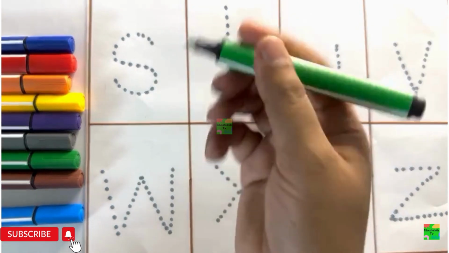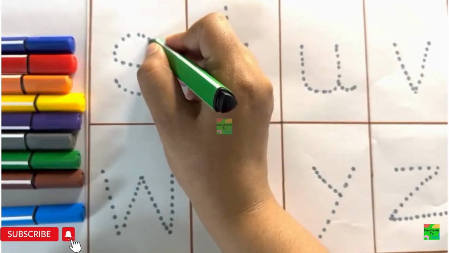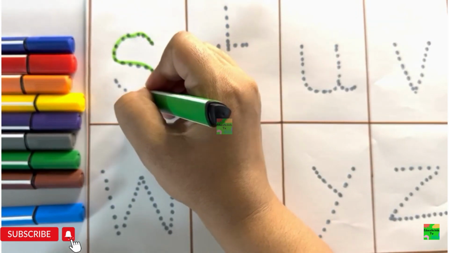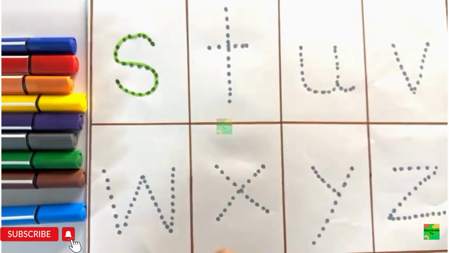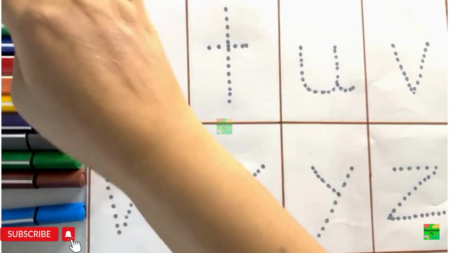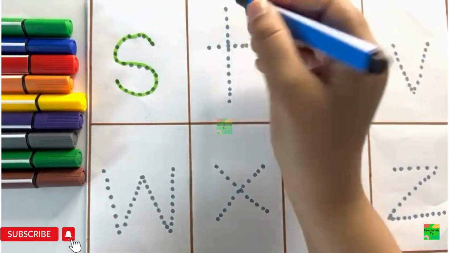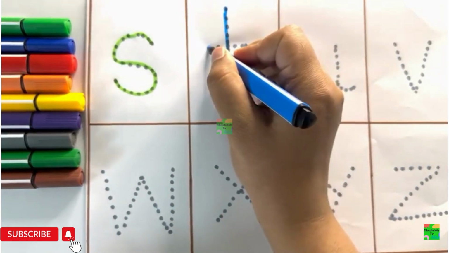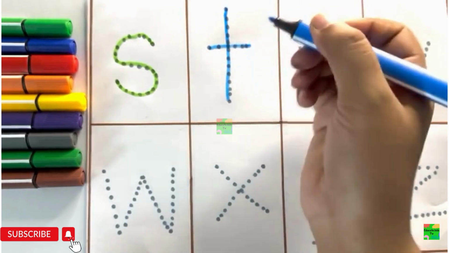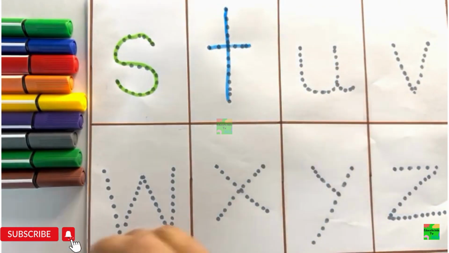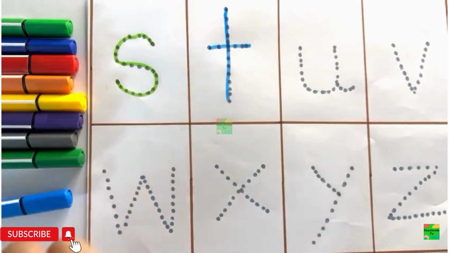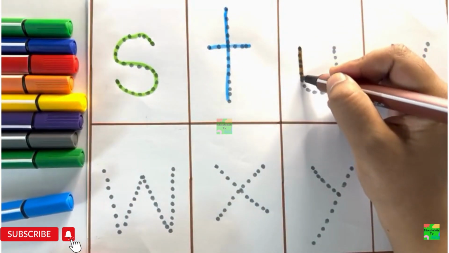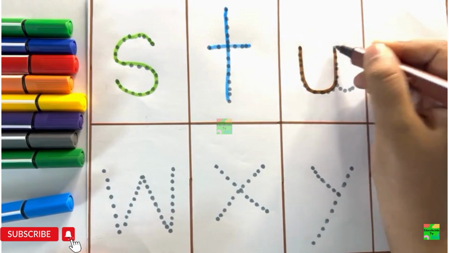Let's start with the green color, light green color, S. S, sound of S is S, S, S, sun. S, S, sun. Next is T, light blue color. T, T, T, tiger. T, T, tiger. Next is brown color. U, umbrella.